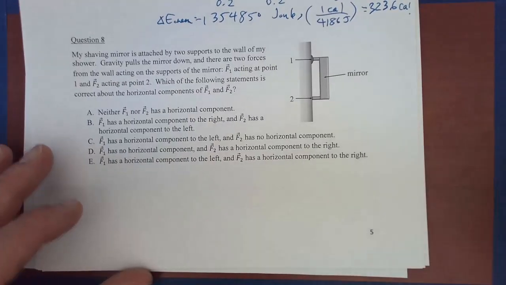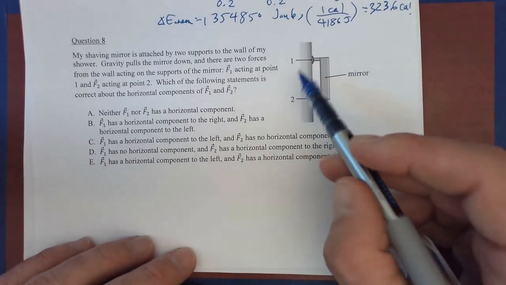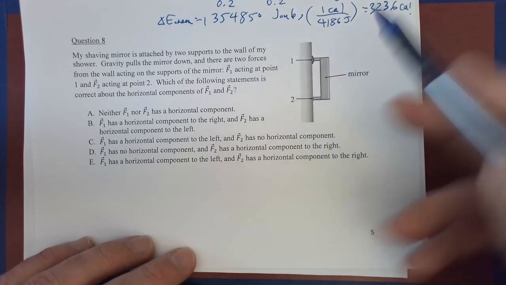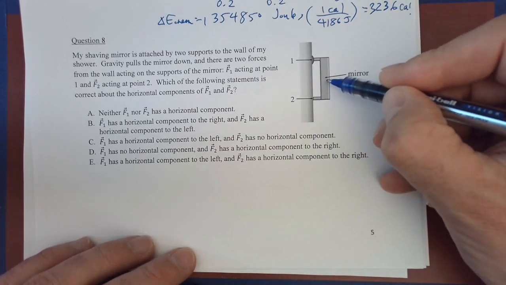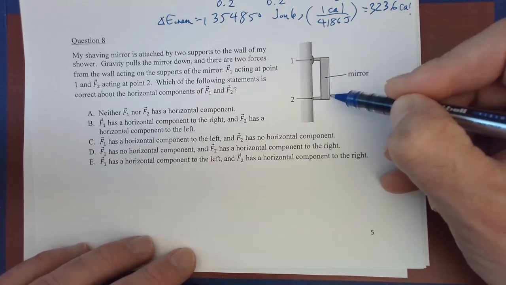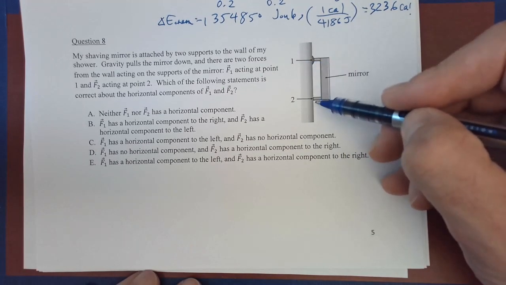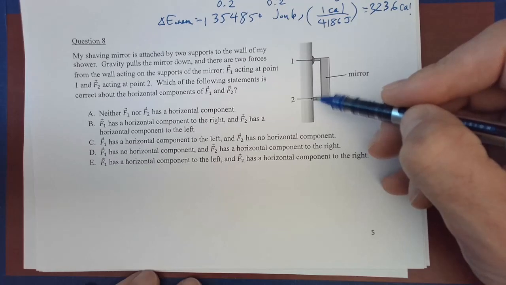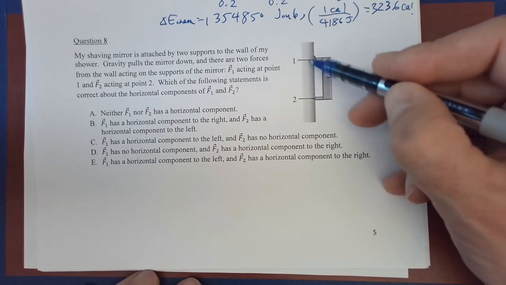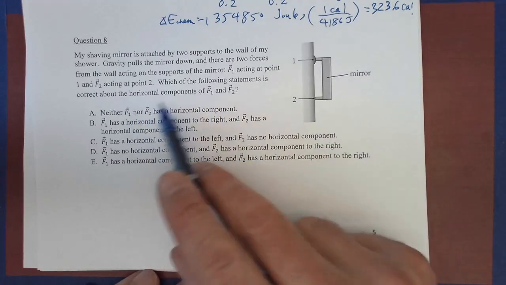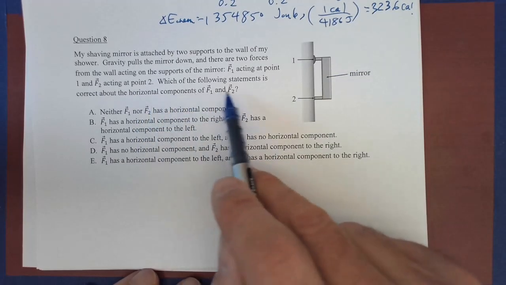Question 8. My shaving mirror is attached by 2 supports to the wall of my shower. So gravity pulls the mirror down. And there are 2 forces from the wall acting on the supports of the mirror. F1 acts at point 1 and F2 acts at point 2. So these are the forces acting on the mirror from the wall. Which of the following statements is correct about the horizontal components of F1 and F2?